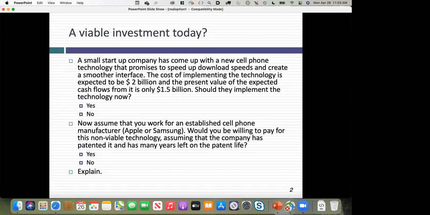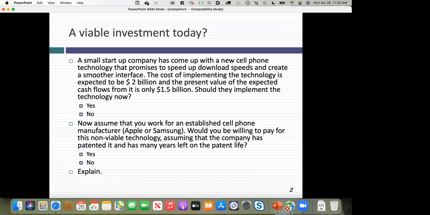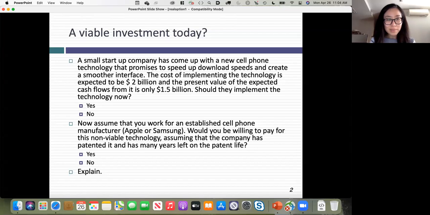Now, let's assume though that you work for Apple or Samsung and you think that this technology could be viable in the future. Right now, it's not viable. Would you be willing to pay for this non-viable technology if there are like 15 years left on the patent? Maybe. I think that would depend. Maybe is a good answer, right? Because right now you're saying this is not viable. Why would I pay for it? Why might you still pay for a non-viable technology with a lot of promise? Because in the hopes that it became viable and the cash flows may be more than $2 billion.